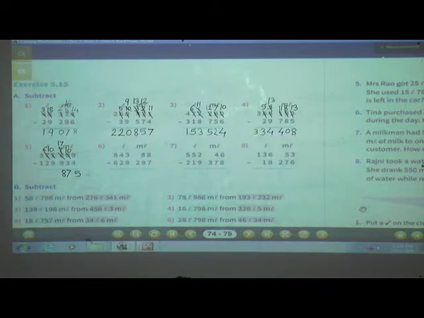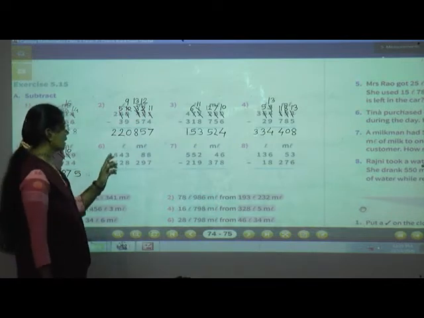Now you can do the subtraction. 10 minus 9. Yes, what is the answer? 1. Then 6 minus 2, 4. 3 minus 1, 2. So how many liters and how many milliliters are remaining? 241 liters, 875 milliliters. Understood? Okay. Now we will see the sixth one.